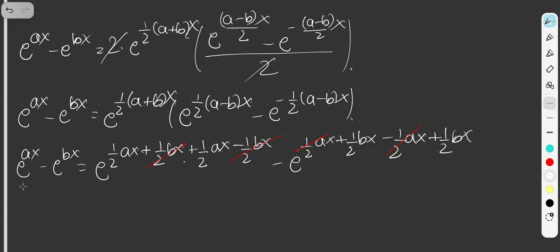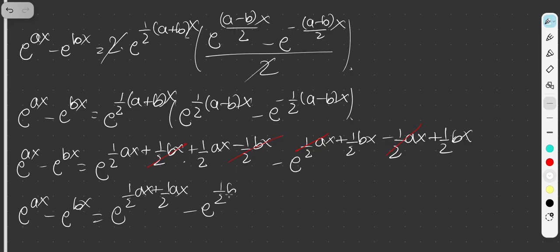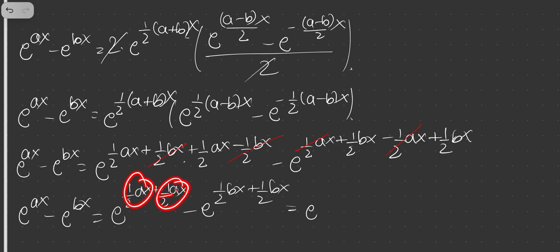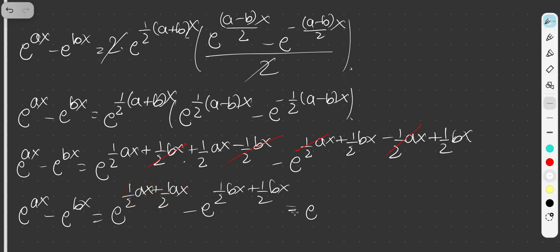Right. And we have e to the ax minus e to the bx equals e to the (1/2 ax plus 1/2 ax) minus e to the (1/2 bx plus 1/2 bx). If you're adding halves of the same quantity, that gives us just one times that quantity. So what is 1/2 times ax plus 1/2 times ax? Basically it's ax, that's it.